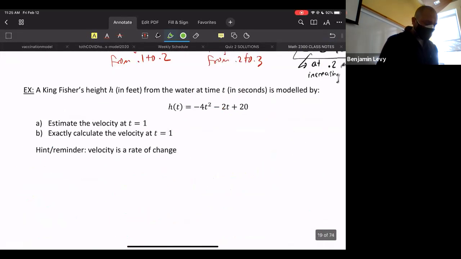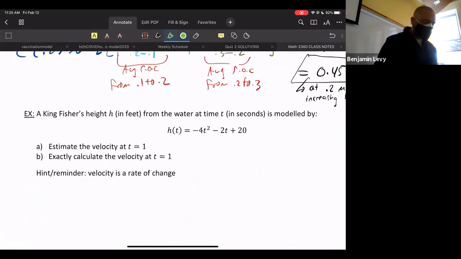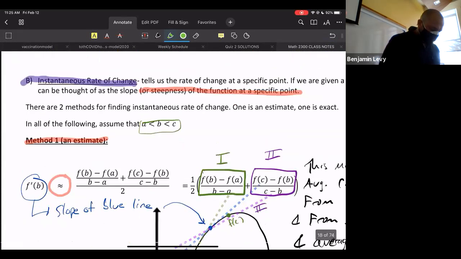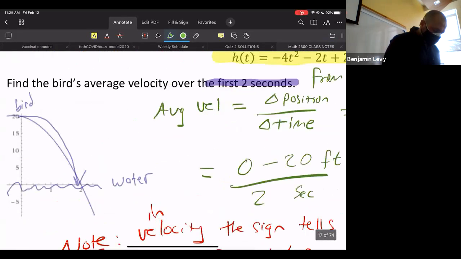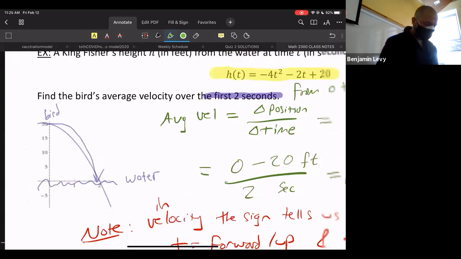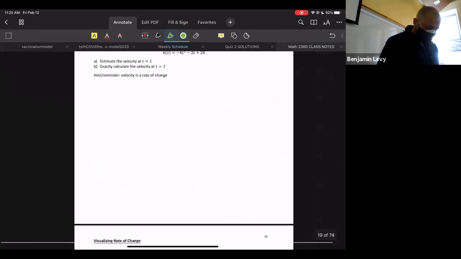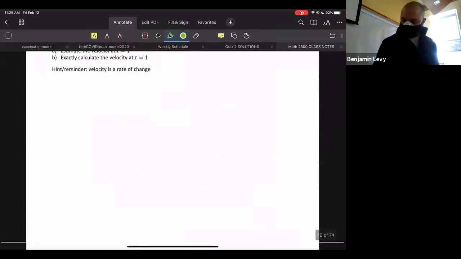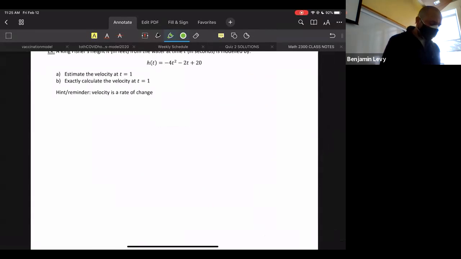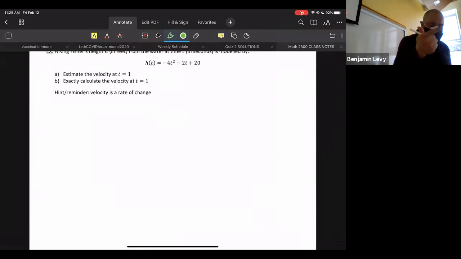All right, so we're going to estimate the velocity at t equals 1. So let's just go back to the graph real quick. t equals 1 is right here. And so we're looking at this part of the graph, and we want to estimate this right here. In fact, is that graph on the other page? Why do I keep going back here? I should have put that down here. Maybe there's room. Okay. So we're going to estimate it and then calculate it exactly.